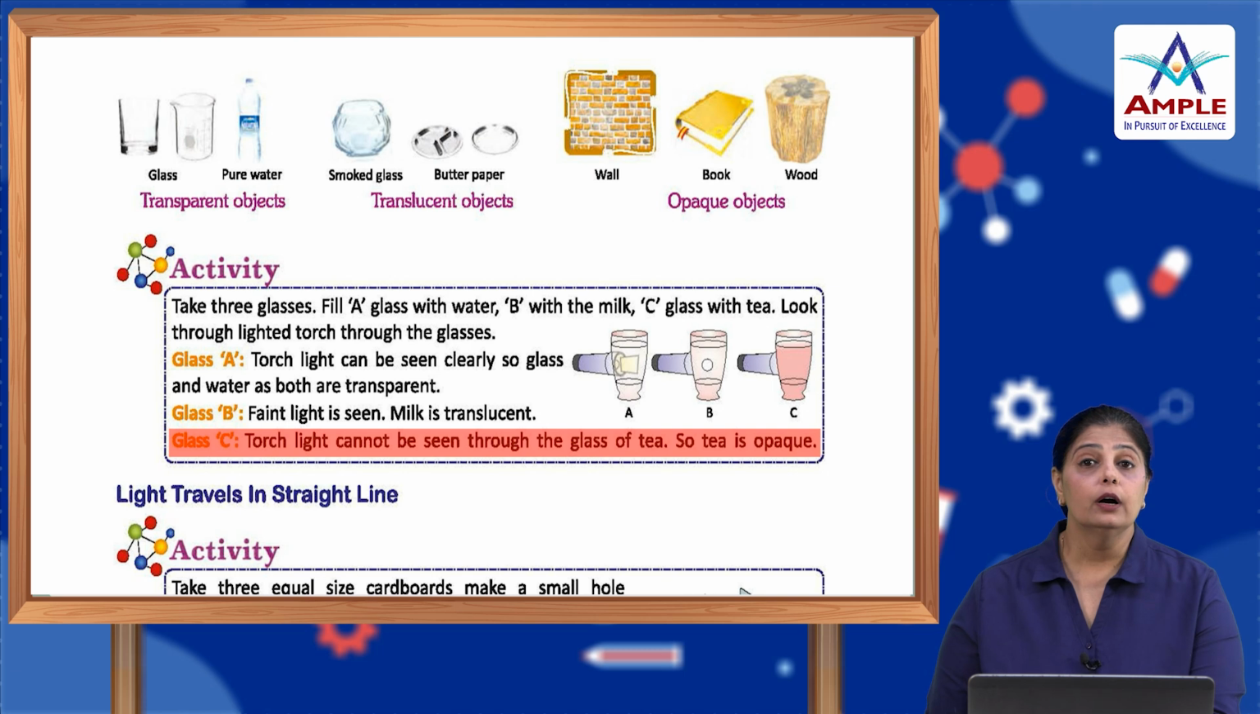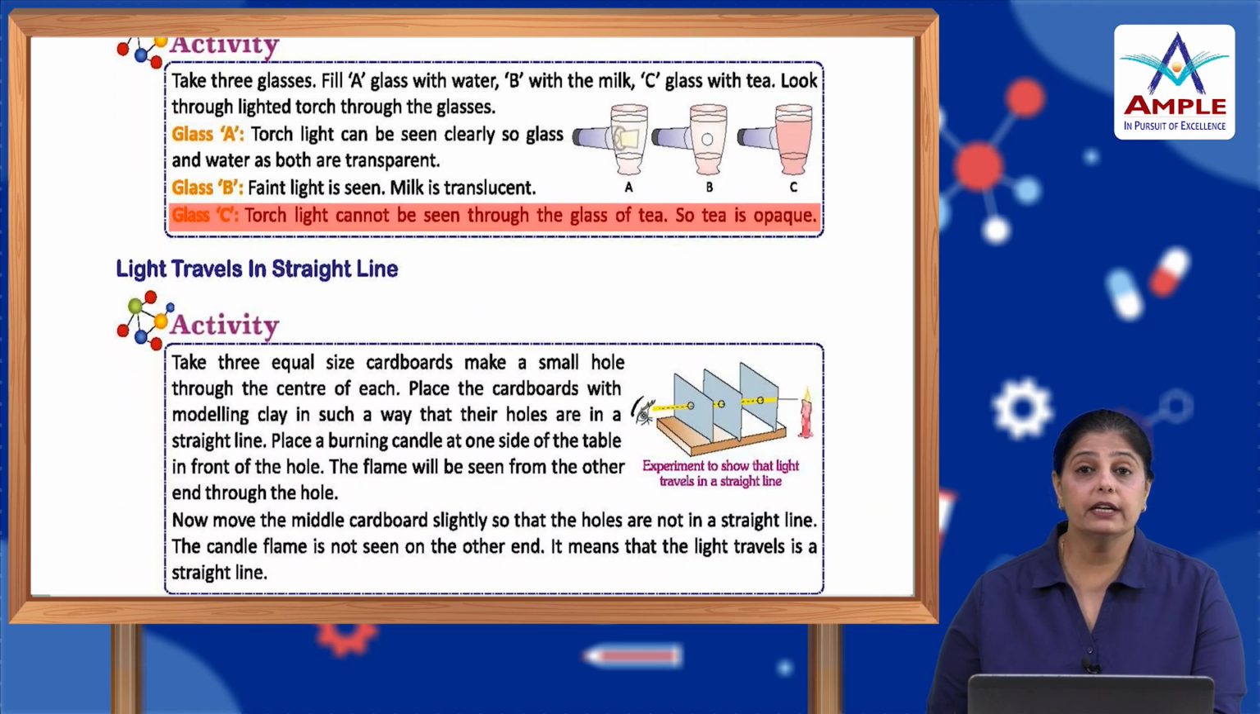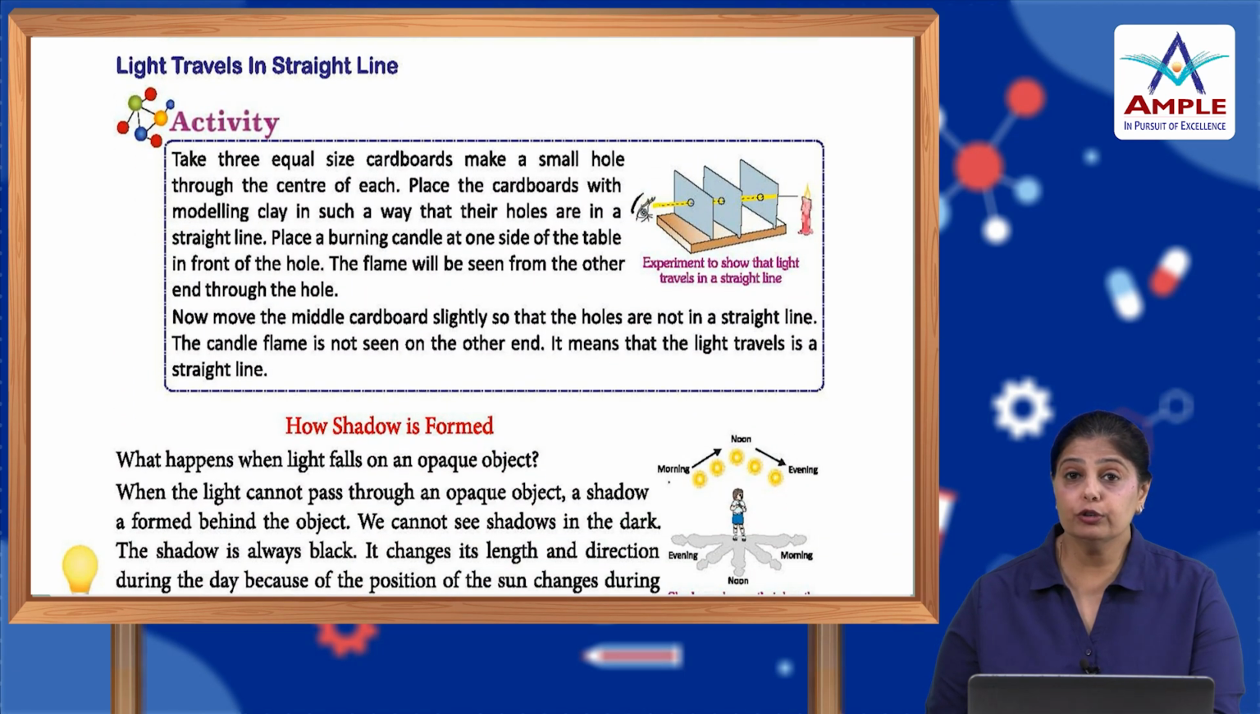Now, the second activity we are going to look at is to find out that light travels in a straight line. For that, you have to take 3 equal-sized cardboards and make a small hole through the center of each.